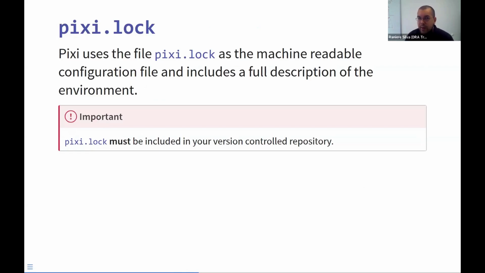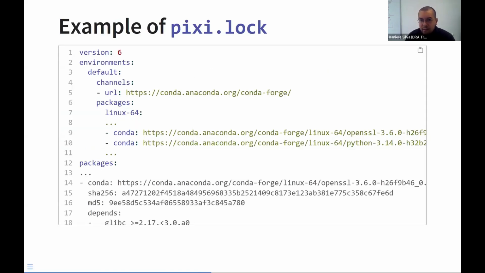Pixi will also create a pixi.lock file. This is a machine-readable format file where Pixi stores all the dependency version controlling for internal use. This is just an example. I did trim some parts, here lines 8 and 11, to make it fit on the screen, but you can see it defines the channels here at line 5 if you're using them, and it defines the packages like on line 14.